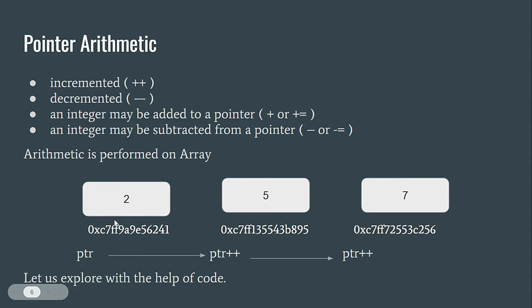So pointers are addresses. If we increment the pointer, we are incrementing the position of the pointed address, and now it points to this 2, the address of 2. Next, when we increment the pointer, it points to the address of 5. Again we increment, it points to the address of variable 7. So arithmetic is generally performed on arrays.